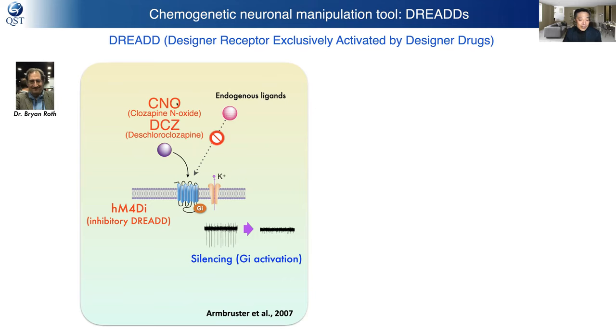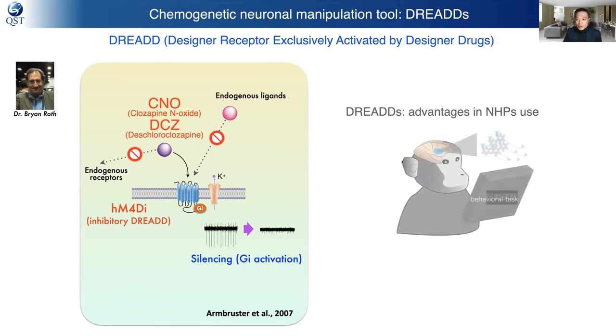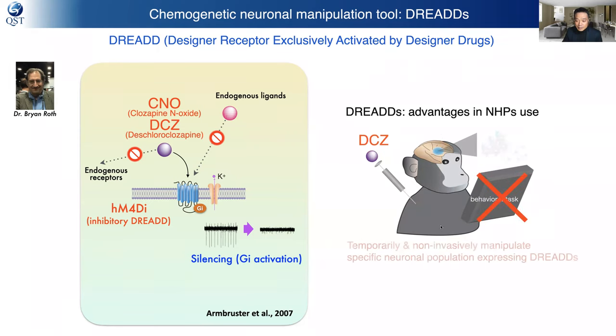And these ligands, on the other hand, are biologically inert. That means they do not affect any endogenous system. So those are a kind of key and keyhole molecule. Once you introduce this keyhole receptor molecule into a specific neuron population in a monkey, for example, this doesn't affect anything at all. But every time you inject a key molecule activator like DCZ, intramuscularly or peripherally, it gets into the brain and activates the receptor, and then induces silencing of the activity of DREADD-expressing neurons for hours. So you can non-invasively manipulate specific neuron populations in the non-human primate brain.